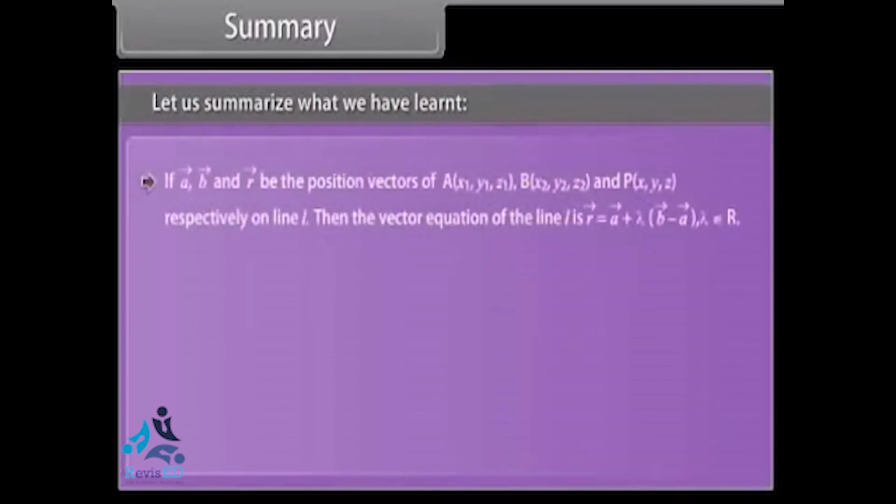if vectors A, B and R are the position vectors of A (x1, y1, z1), B (x2, y2, z2) and P (x, y, z) respectively on line L, then the vector equation of the line is vector R equals vector A plus lambda times vector B minus vector A, lambda belongs to real numbers. The Cartesian equation of the line is (x minus x1) by (x2 minus x1) equals (y minus y1) by (y2 minus y1) equals (z minus z1) by (z2 minus z1).